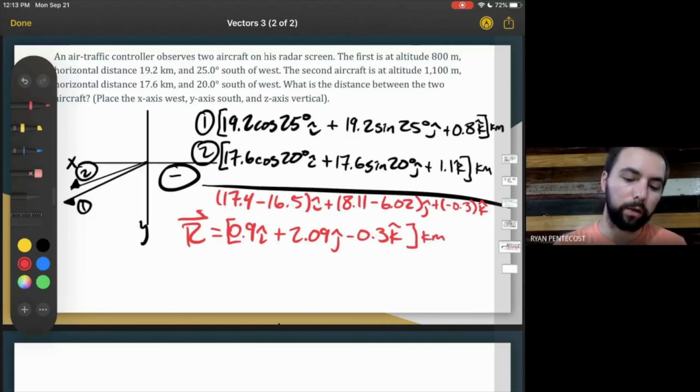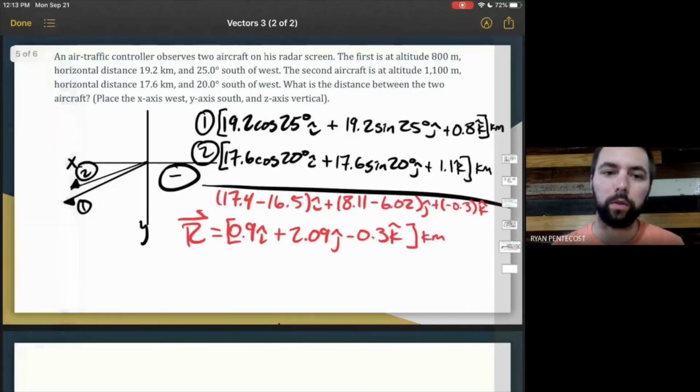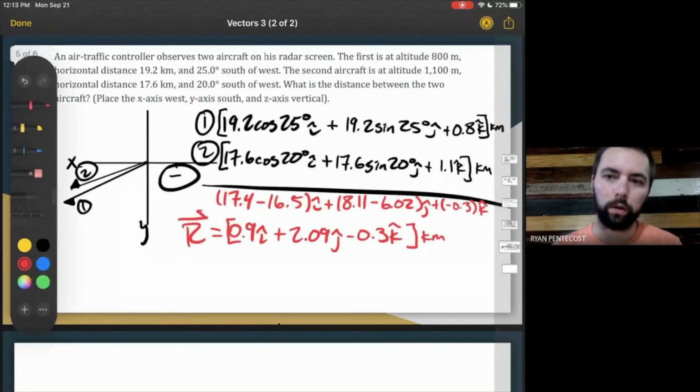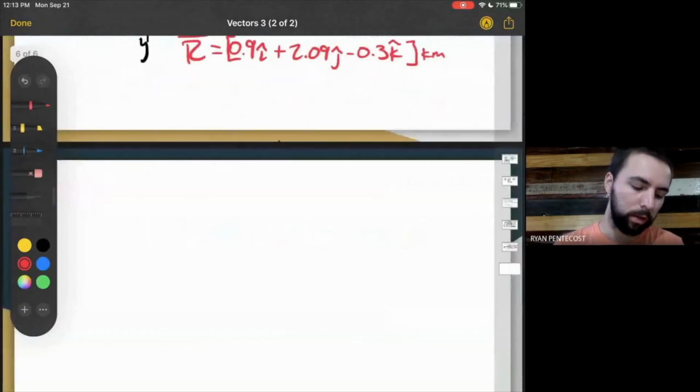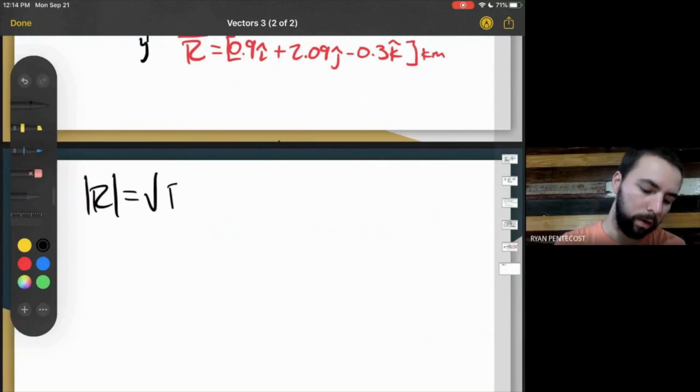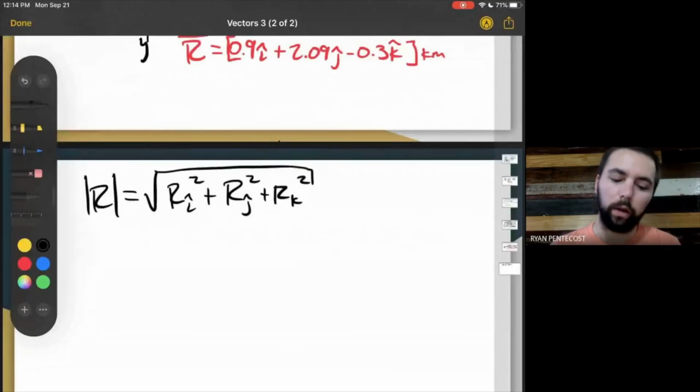That is not what it asked, right? It asked, what is the distance between the two aircraft? It also doesn't want to know the orientation. It just wants to know the distance, which means all we need is the Pythagorean theorem. But we have three components. Luckily, the Pythagorean theorem works in 3 dimensions. So we want magnitude. That would take our I component squared plus our j component squared plus our k component squared. And then you plug all that in.